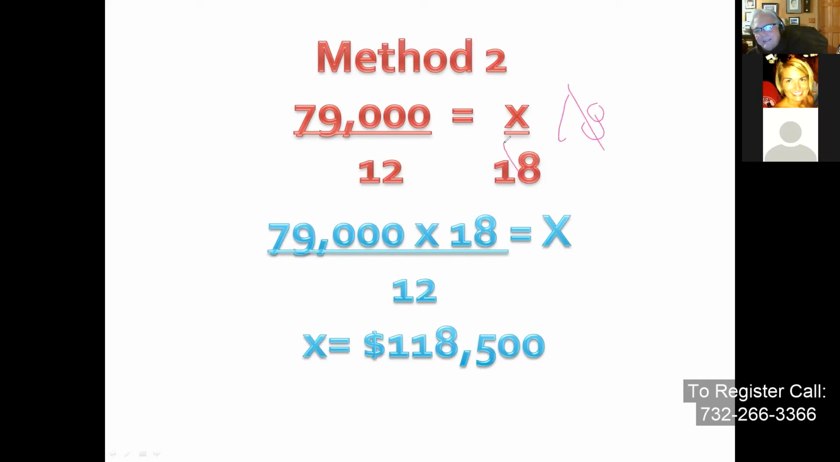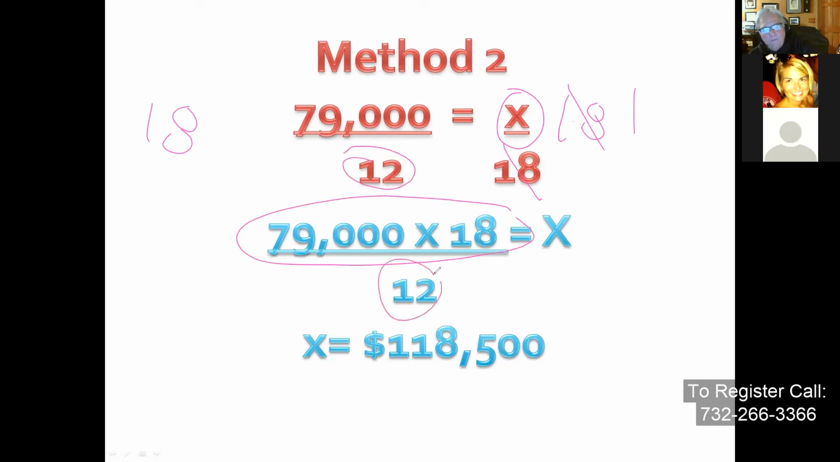18 divided by 18 is 1, so we have just X now isolated on this side. And if we multiply this side of the equation by 18, we have to multiply the other side of the equation by 18. So we would do 18 times 79,000, and then we still have to divide by 12. And we come up with the same number.